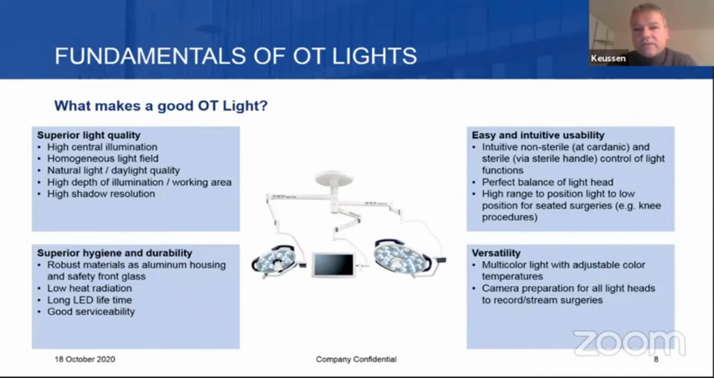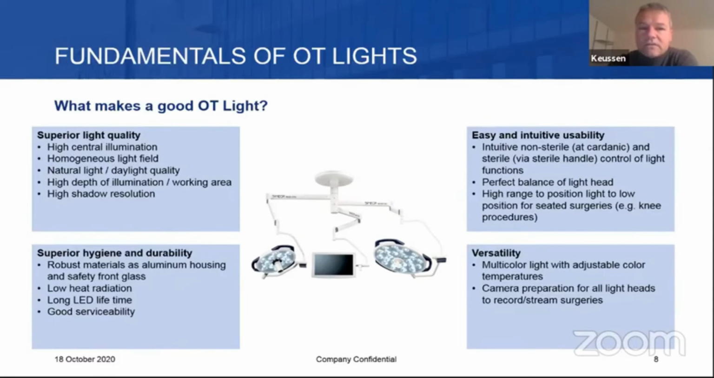Secondly, during operation, sometimes you need to refocus and change the functions. So very intuitive, non-sterile control is important, for example a cardanic control of a light, but also sterile control, because the surgeon himself wants to reposition and change the light's functions himself. So a sterile control of the light, for example via the sterile handle, is also important. Perfect balance is also important, because once you position the light, it shouldn't move away. It should stay where it is so that you can proceed with the surgery.